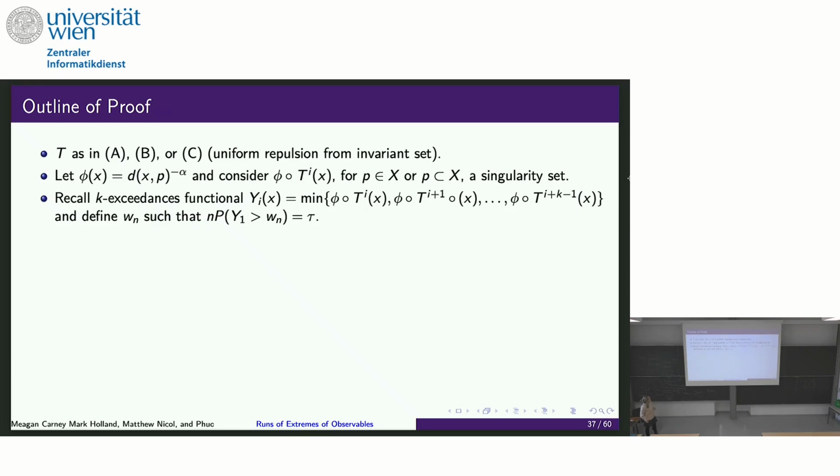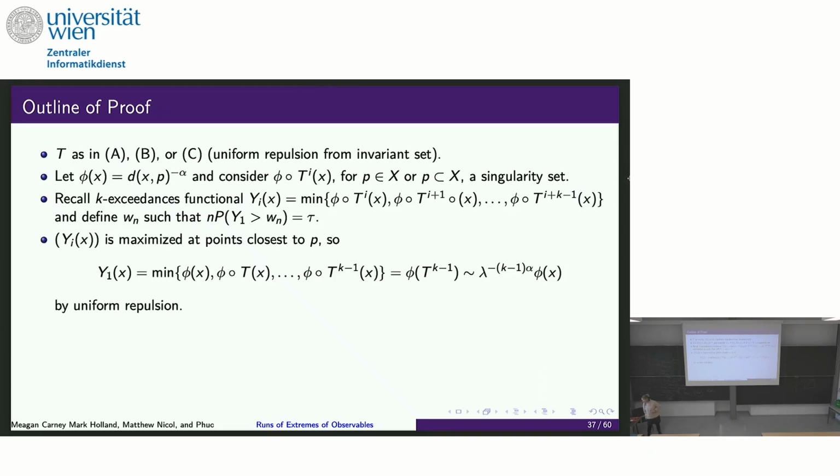And we define W_n in such a way that we have this normalization requirement for Y_1. But we note that because we have uniform repulsion, Y_1, which is just the minimum of our observable taken on iterations of the map, and the map is pushing away from our set of singularity. So that value is just lambda to the negative (k minus 1) alpha times phi of x.